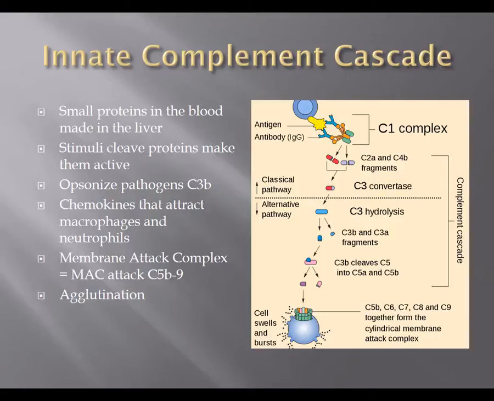They can serve as inflammation chemokines, which attract more macrophages and neutrophils, and they can be directly cytotoxic by using the MAC attack, which is when a whole lot of these little complements develop into a spear and kill cells, and C5b to 9 is involved in that. The last thing they can do is agglutinate the pathogens. In other words, they herd them together so that they can be killed en masse.